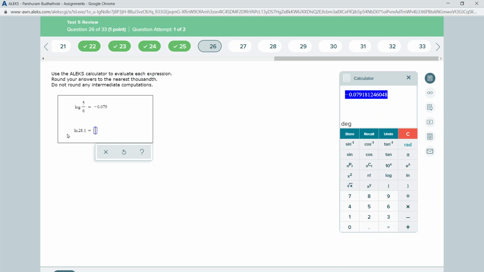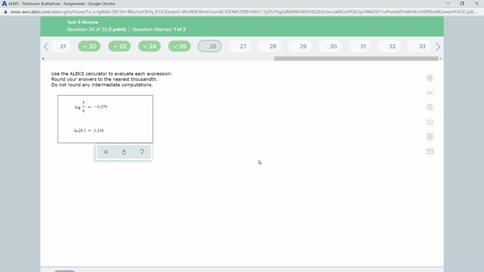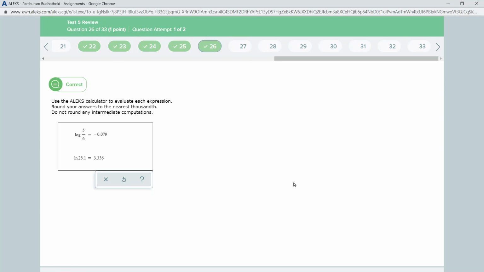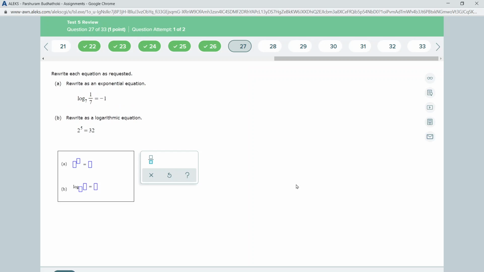ln 28.1, so ln is here. 28.1, so that's 3.336. The only thing you have to take care of is when you round to the nearest thousandth, you need 3 digits after the decimal, 1 2 3, but after the 5 there is a 7, so you have to round the 5 to a 6. Right, go to the next problem.